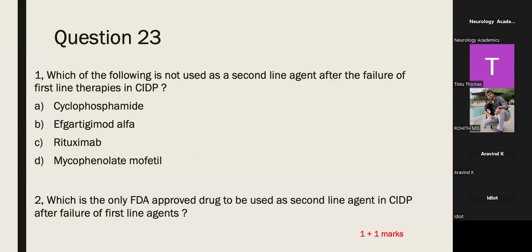Question 23. Which of the following is not used as a second-line agent after the failure of first-line therapies in CIDP? Cyclophosphamide, efgartigimod alfa, rituximab, mycophenolate mofetil. Second part of the question is, which is the only FDA-approved drug to be used as a second-line agent in CIDP after failure of first-line agents?